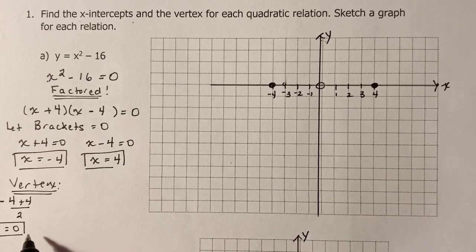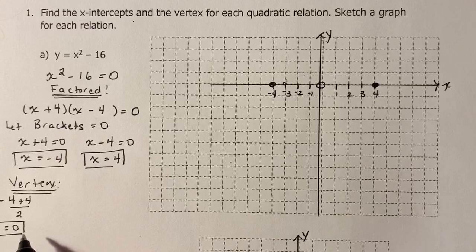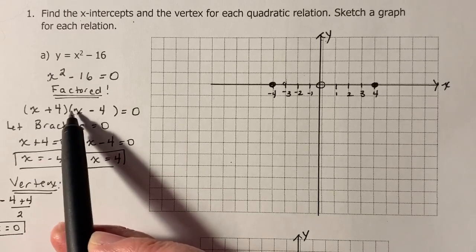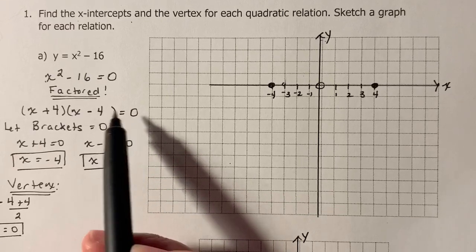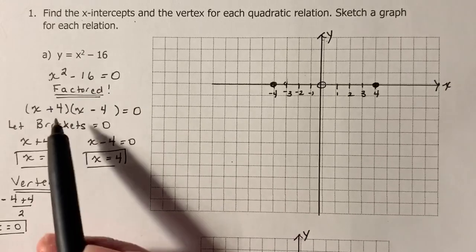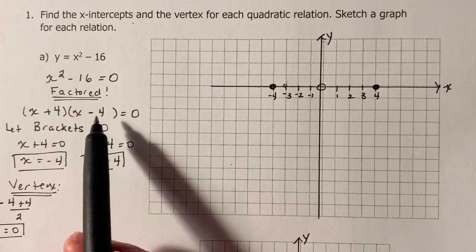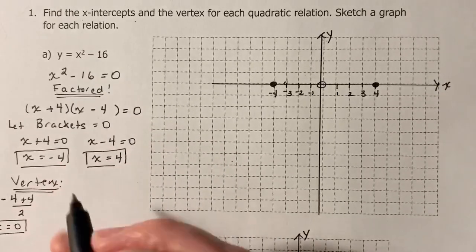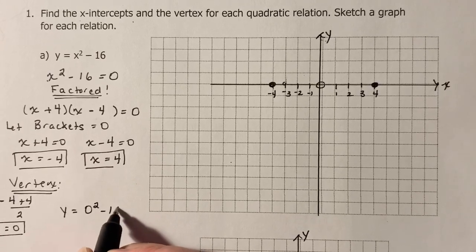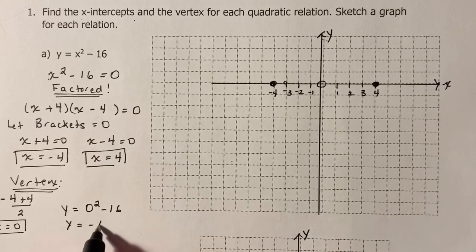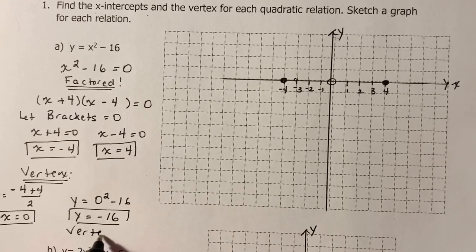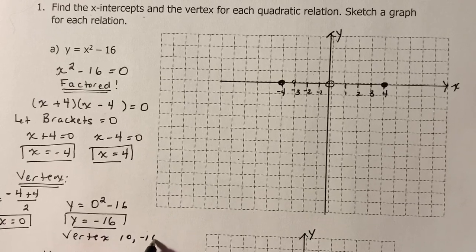Okay, now I'm going to find y at the vertex. So I take this x value at 0. I could sub it in here and solve and make that equal to y, which I probably wouldn't do. I'd probably just go right here, and you could sub it in here, or you could sub it in here. It doesn't really matter, but I'm going to sub it in here. The value of y, I take 0, I square it, subtract 16, which I know is -16. So this is my vertex. x is 0. y is -16.